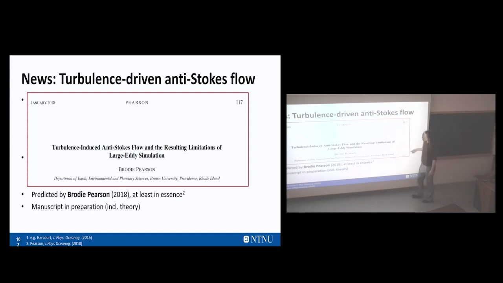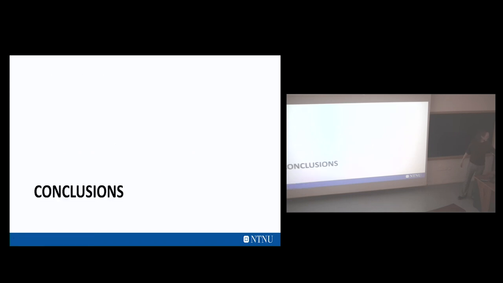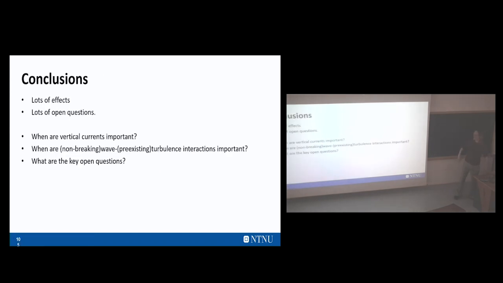In fact, this has been predicted in a theory paper by Brodie Pearson, which hasn't really been paid much attention to, at least according to the citation history. But I think we have to pick this out and really go through it carefully. So very much early days on this, but I think it's quite a significant result potentially. Anyway, conclusions. There is lots of stuff going on, but when is this important? Does it matter? So now we've got a bit less than half an hour.